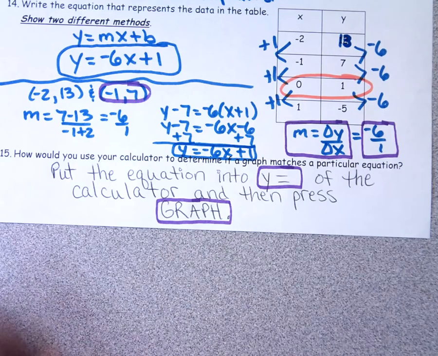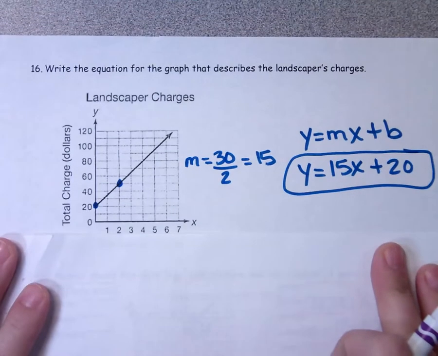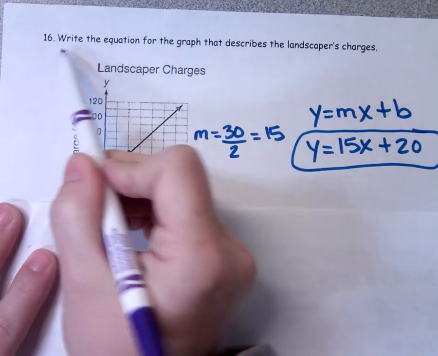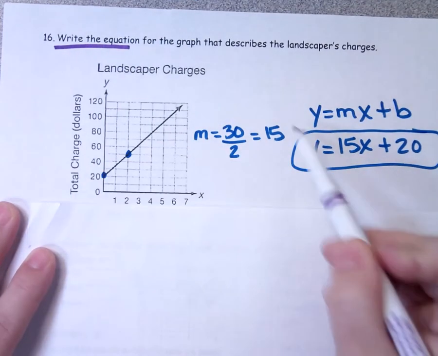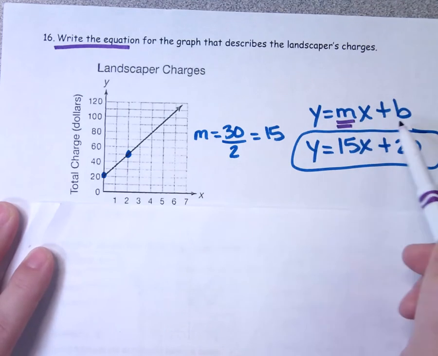Okay, one more page. Number 16, it asks you to write the equation. So I know this is a diagonal line, so I need to put my equation in slope-intercept form. I need to find my slope, and I need to find my y-intercept.